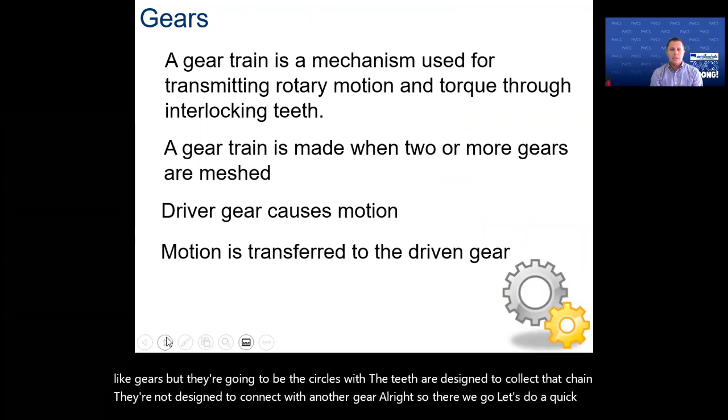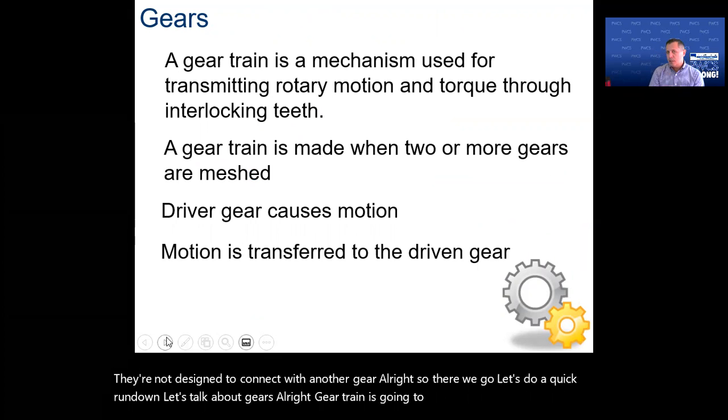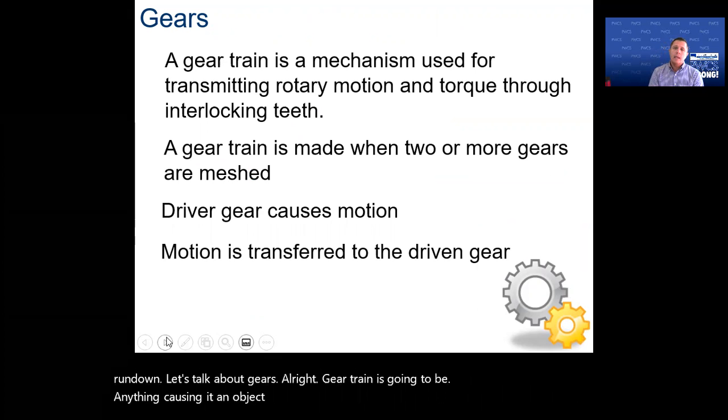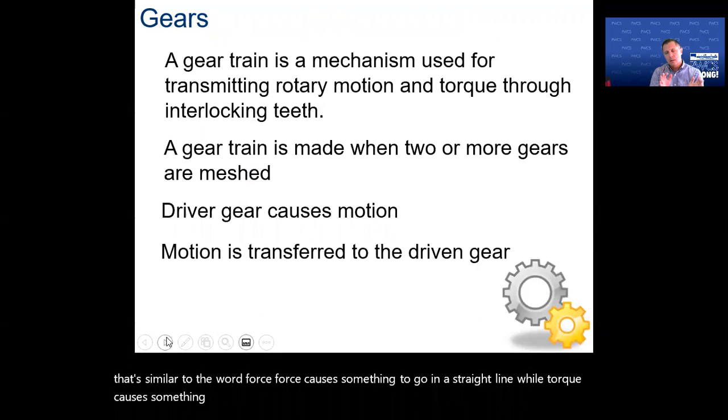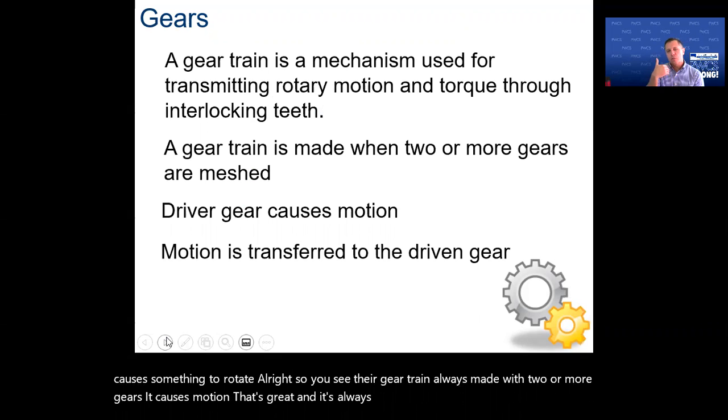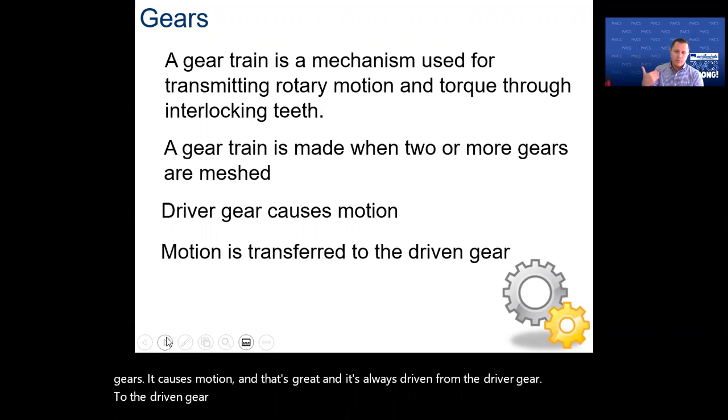Let's talk about gears. A gear train is anything causing an object to spin. It's going to have torque to it. Torque, again, is similar to the word force. Force causes something to go in a straight line, while torque causes something to rotate. A gear train is always made with two or more gears. It causes motion, and it's always driven from the driver gear to the driven gear. The driver for all of these will be the main object that causes all the other objects to spin.